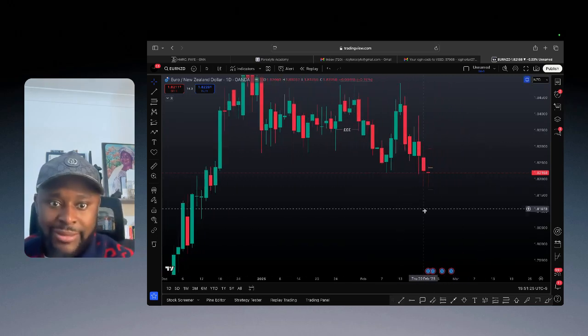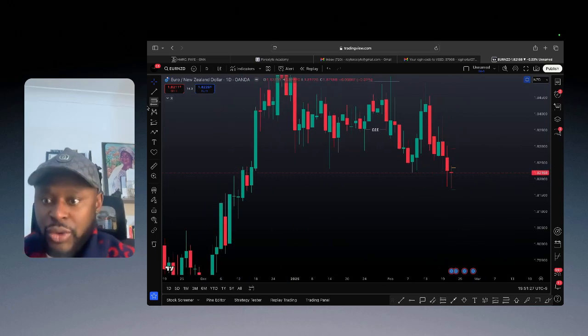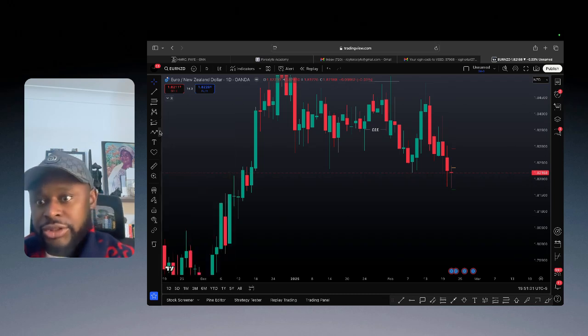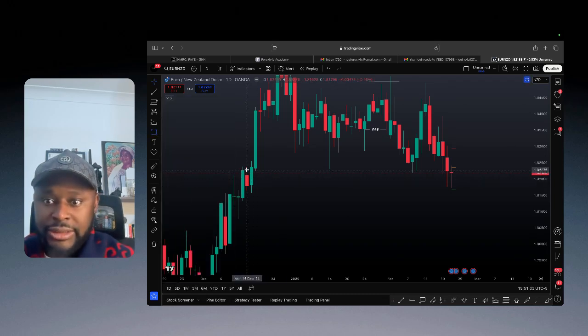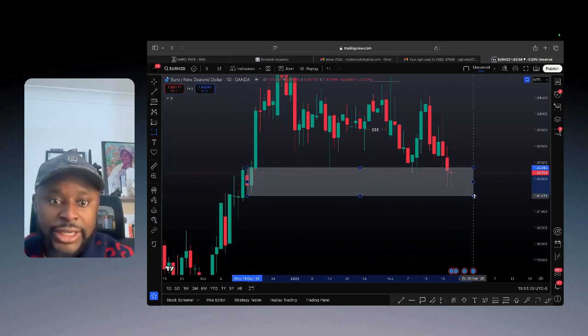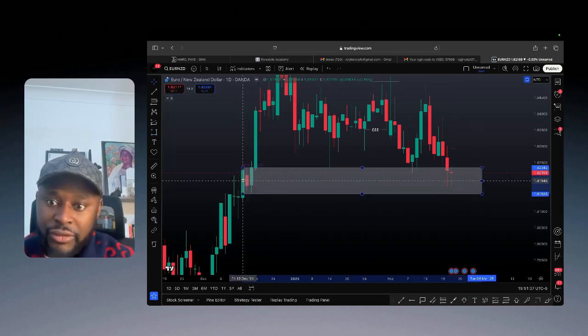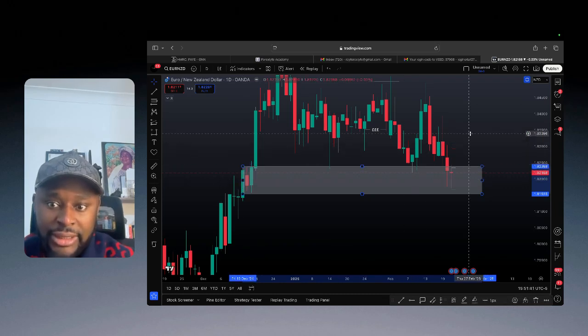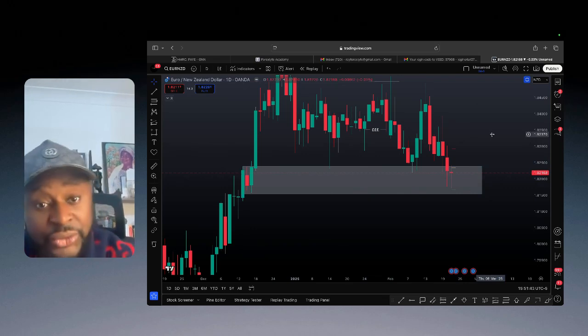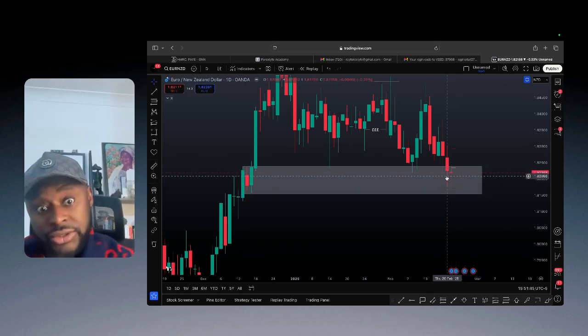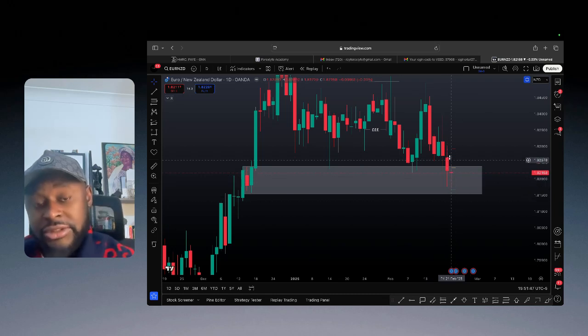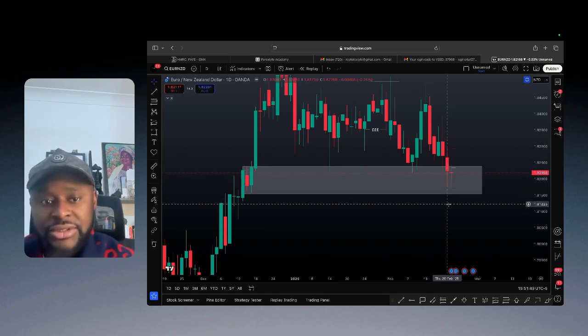Looking at this on the daily time frame, we also have something like this, right? It's always advisable to start from the daily so that you can understand the overall direction. So we have our daily level here, and as you can see, on Thursday, the sellers tried to push price to the downside.